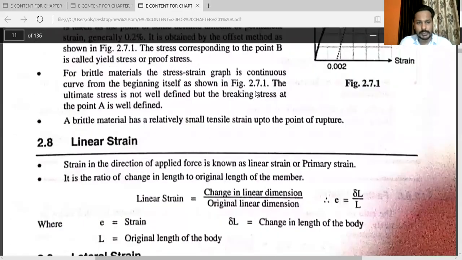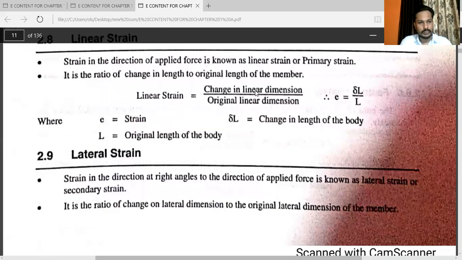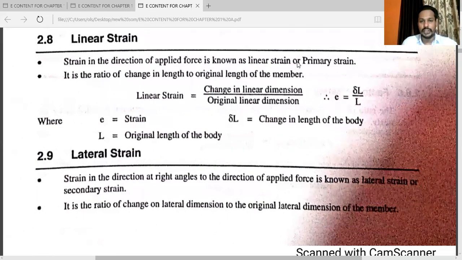So the next syllabus point is linear strain. Strain in the direction of applied force is known as linear strain, or you can say the primary strain. It is the ratio of change in length to the original length of a member. So linear strain is equal to change in linear dimension upon original linear dimension. So e is equal to delta L upon L.